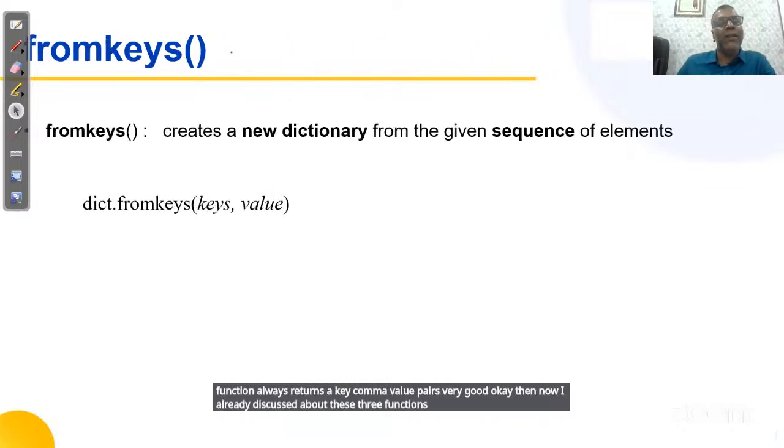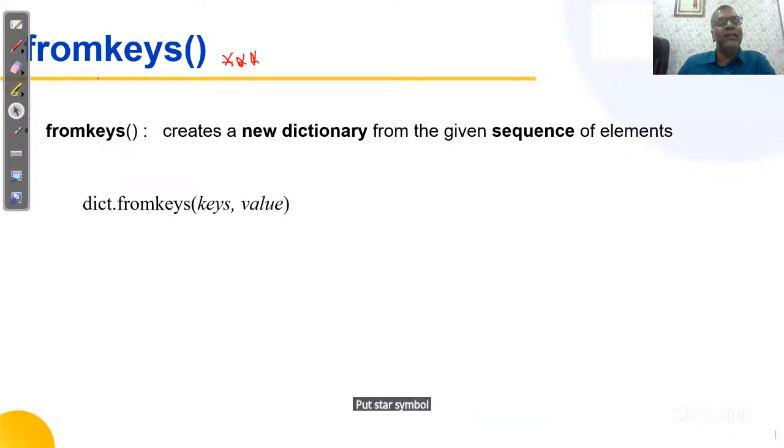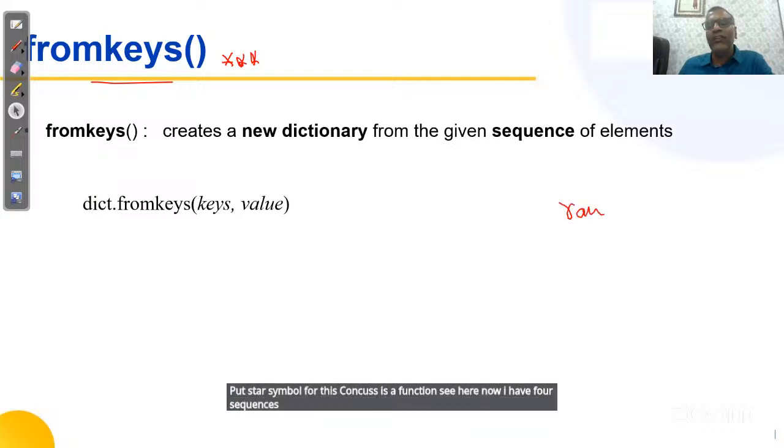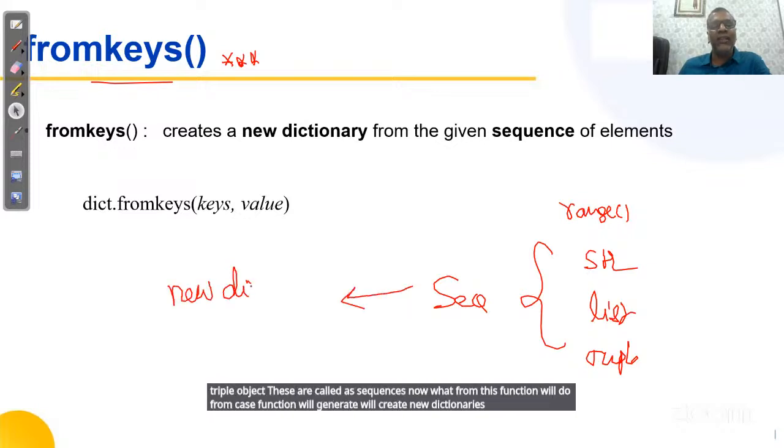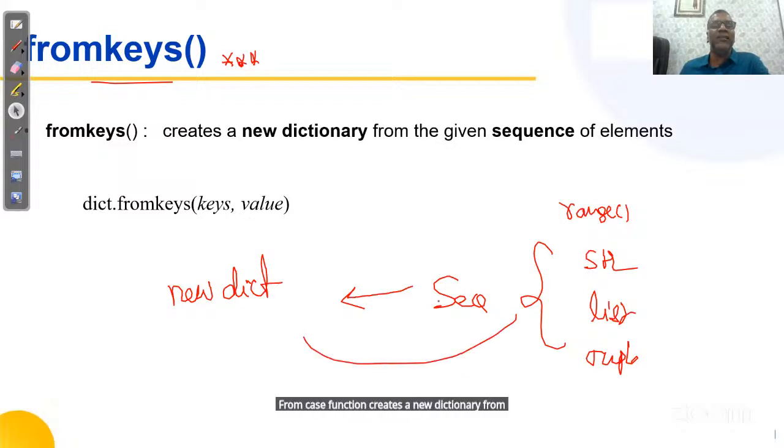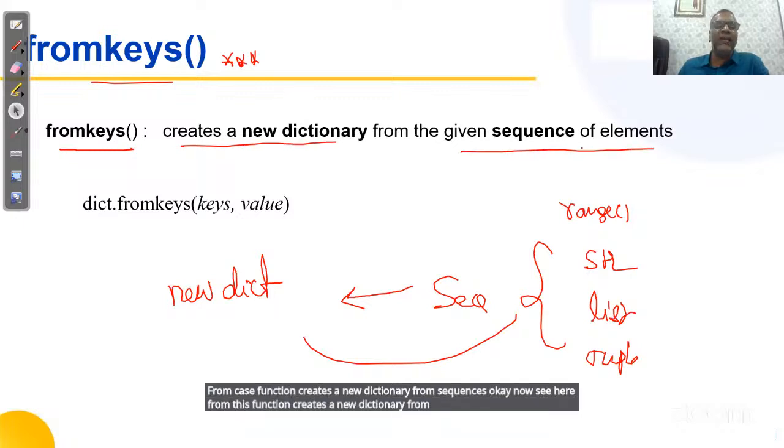Now I want all the people to kindly put a star symbol for this. fromkeys is a function. See here, now I have 4 sequences. What are they? Range function, string object, list object, and tuple object. These are called sequences. Now, what will the fromkeys function do? The fromkeys function creates a new dictionary from sequences, from a given sequence of elements. Here, sequence of elements means range, string, list, and tuple object. Is it okay for all of you?